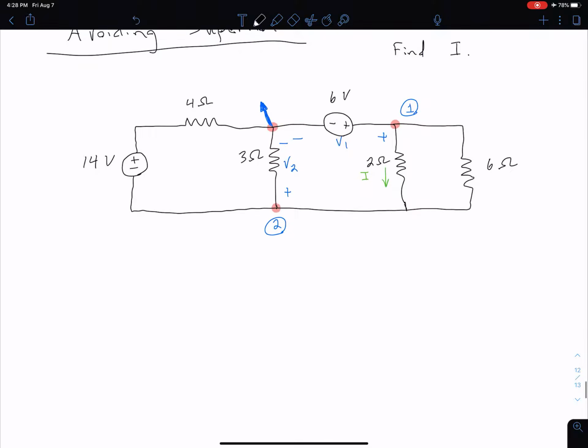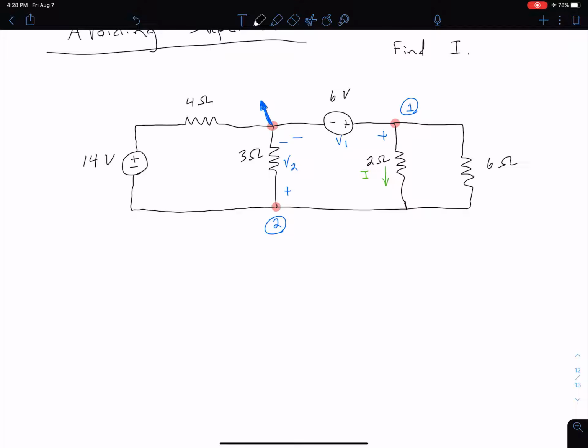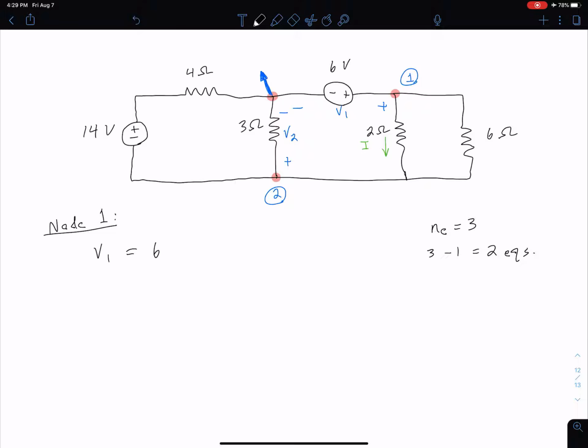Okay, so let's see how much easier this is now that we don't have to use a supernode. Like we saw for our bridge circuit example in a previous video, now we can just say that our node voltage V1 is simply equal to 6. So this would be our node 1 equation. Let me take a step back too: we know that we have three essential nodes, so we're expecting the number of essential nodes, 3, minus 1, so 2 equations, the same as we saw when we worked this with the supernode. So our node 1 equation is extremely simple. Our node 2 equation we can get using the same techniques that we have used before.